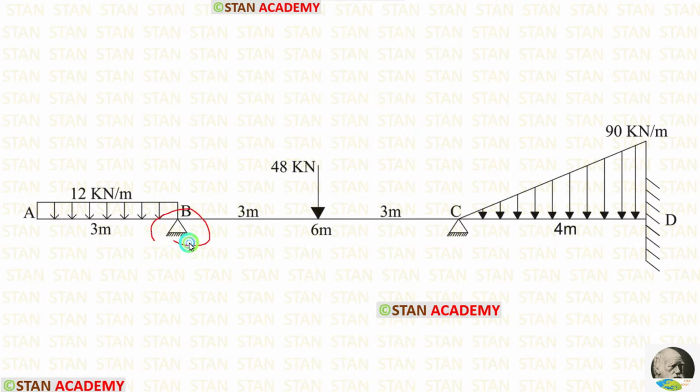In the points B and C, there are hinged supports. In the point D, there is a fixed support. The overhanging span is 3 meter long. The span BC is 6 meter long. Span CD is 4 meter long.